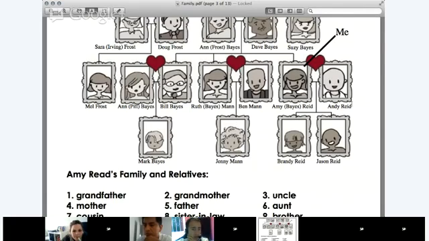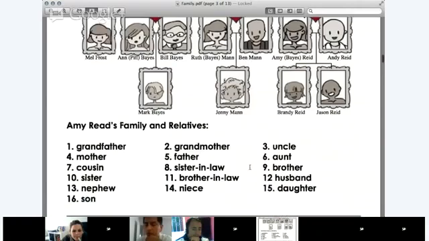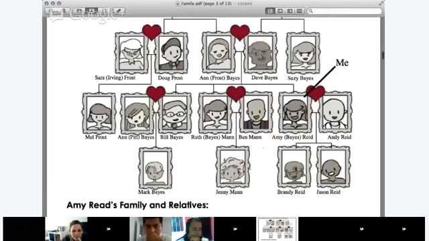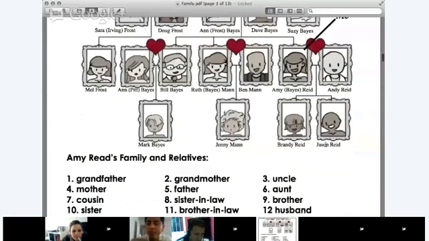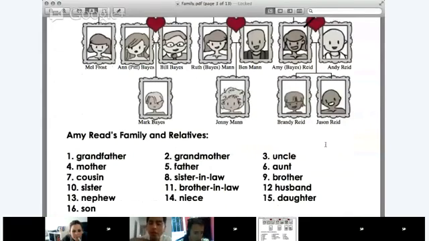All right. So is this okay, taking a look at the family tree in these words? Does anyone have any questions? I'm a little confused with the sister-in-law and brother-in-law. Yeah, no problem. Let's go over that.